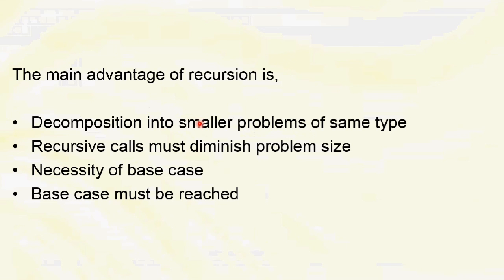So the main advantage of recursion is decomposition into smaller problems of the same type. Okay, if you have large problems of the same type, we can easily decompose into small parts. Recursive calls must diminish the problem size. So problem size is reduced because I want to execute a function 10 times. You can repeatedly call. So the size of the problem is reduced. Necessity of base case. So base case means anything we can keep it as common. That is called base case. So any number of times we can use with the help of recursive call. So that is a base case.